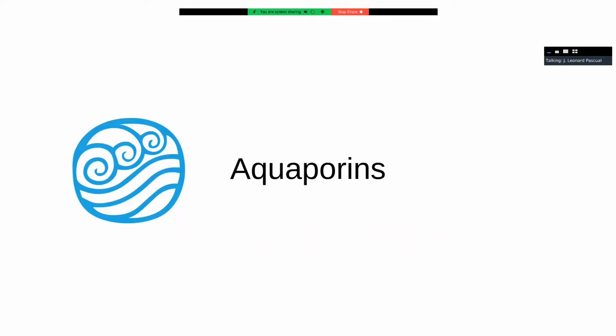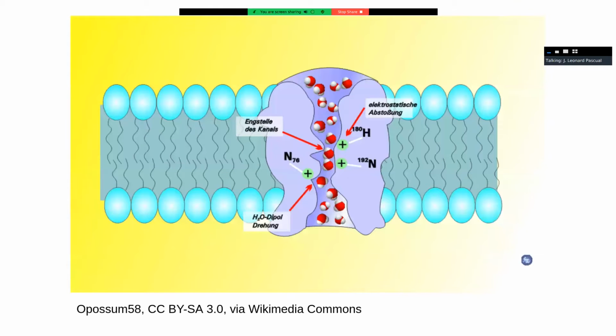So this is a relatively modern discovery, which is actually very crucial in understanding what goes on. So the aquaporins, these are proteins that actually let water in at a faster rate than usual diffusion.